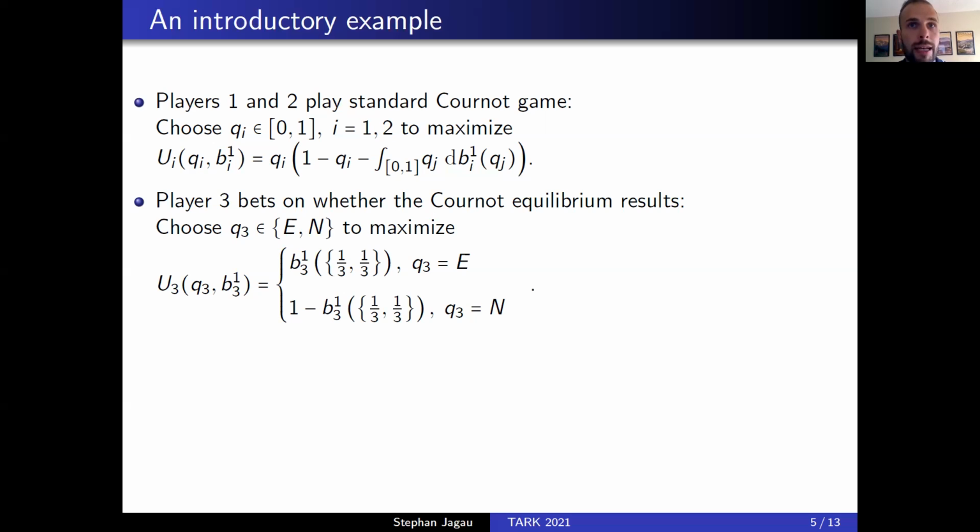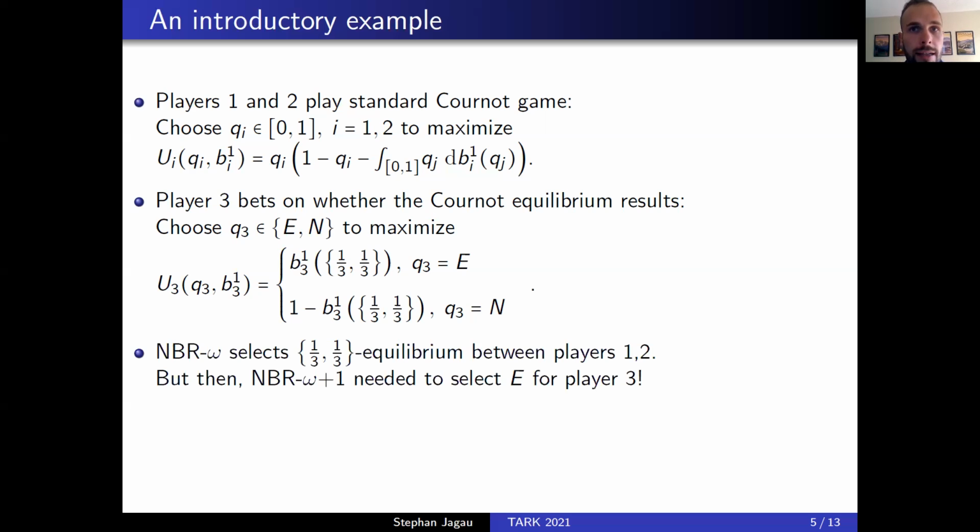Now, let's apply elimination of non-best replies to that game. As you all know, we're going to need countably many steps of non-best reply elimination to select the 1/3 quantities for players 1 and 2. Now, given player 3's utilities, once it's clear that the other two are going to choose the equilibrium quantities, he's going to strictly prefer E to N. So after omega plus 1 steps of elimination of non-best replies, another choice drops out, choice N for player 3, and we end with a unique choice E for player 3.